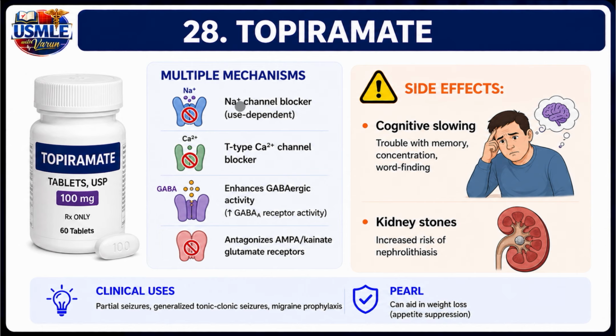The mechanism of action of topiramate is associated with multiple mechanisms. It acts as a sodium channel blocker and T-type calcium channel blocker. It enhances GABA activity, potentiates the GABA A receptor, and also antagonizes AMPA or kainate glutamate receptors. Alongside, it also weakly inhibits carbonic anhydrase. All these mechanisms help with the usage of topiramate to prevent partial seizures and generalized tonic-clonic seizures, and it is also used in migraine prophylaxis because of its sodium channel blocker activity.